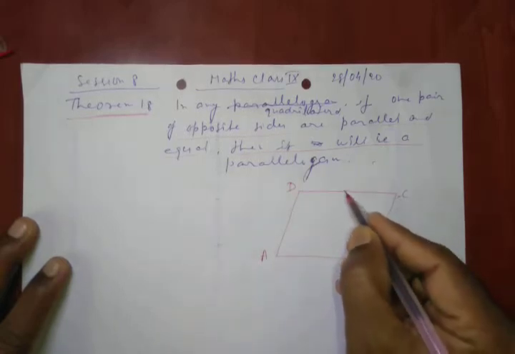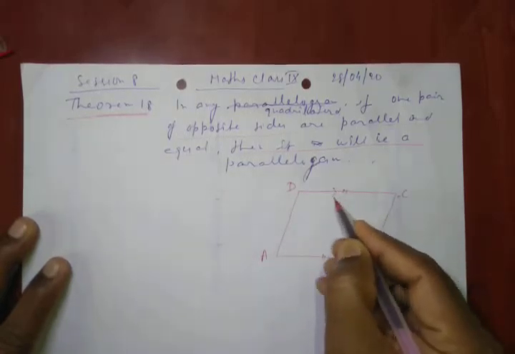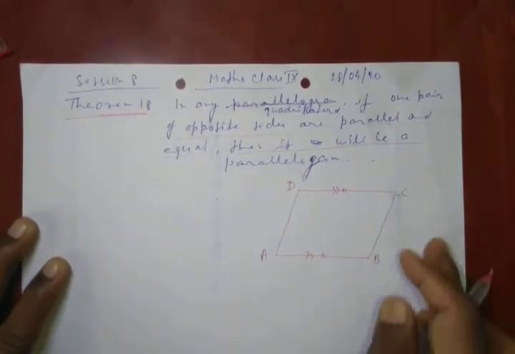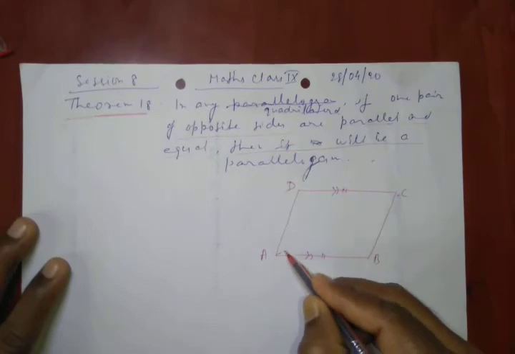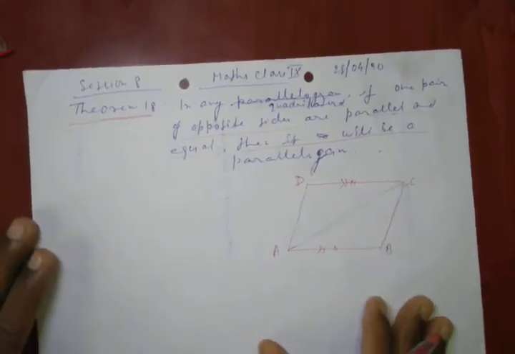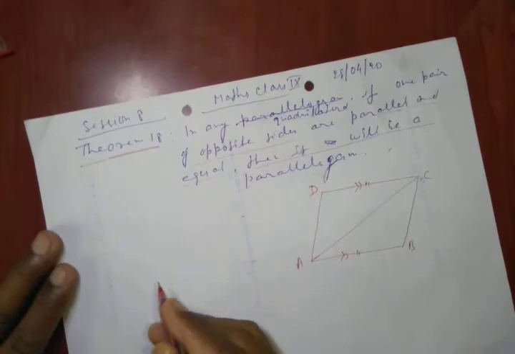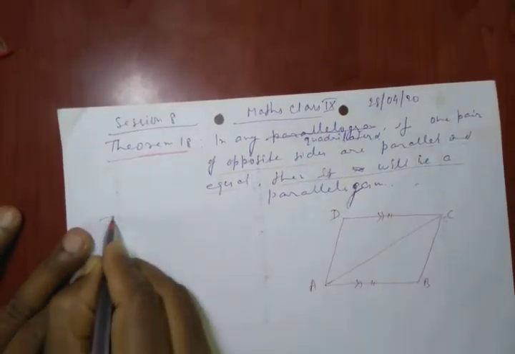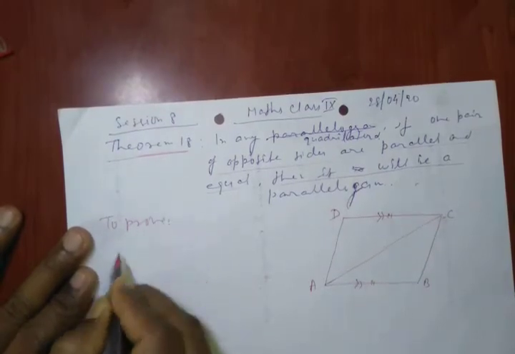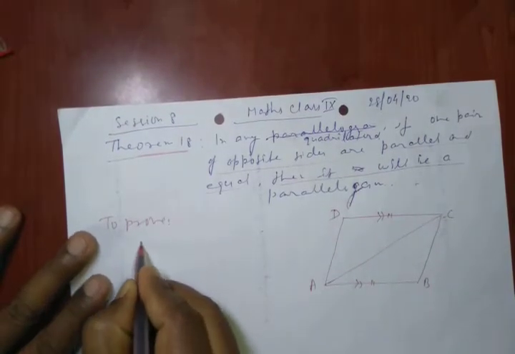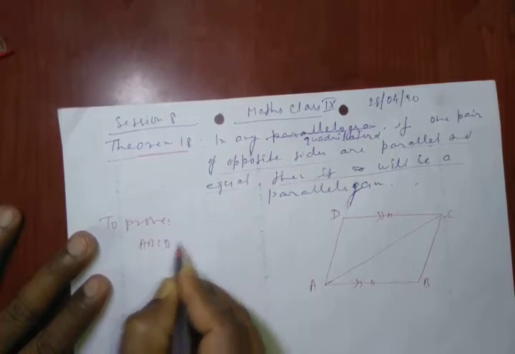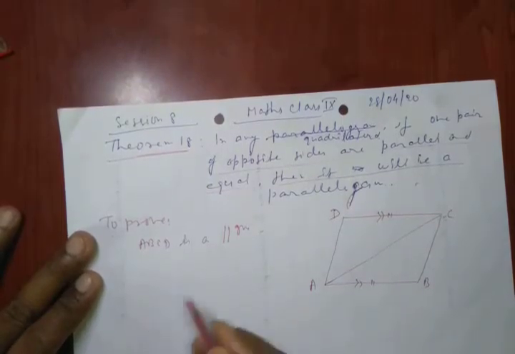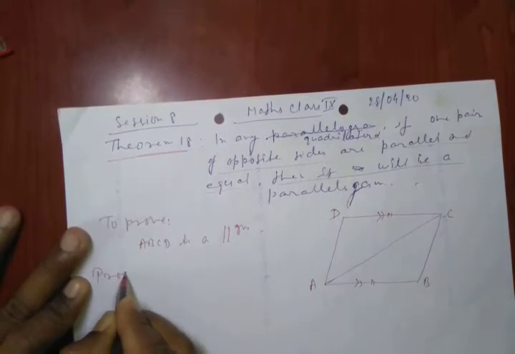suppose these two are equal and also parallel. Then we have to prove that this is a parallelogram. Suppose this is the diagonal here. So first we will start with this. That is, we have to prove that ABCD is a parallelogram.